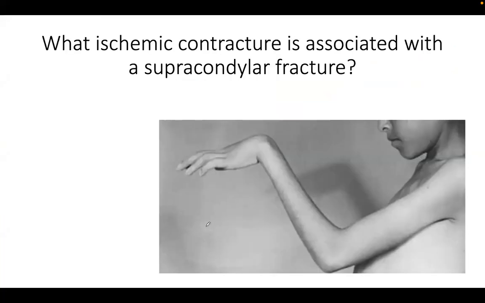Now, question, what do we call this ischemic contracture that you see in the photo? And this ischemic contracture is usually associated with a supracondylar fracture. What do we call this fracture? So this fracture is a supracondylar fracture, but the contracture is known as a Volkmann's ischemic contracture.